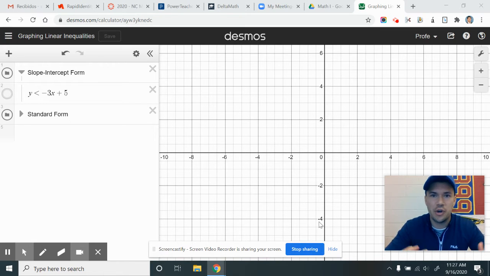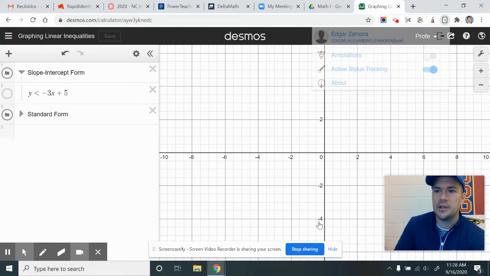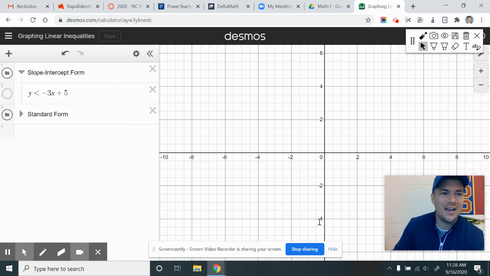And one of those skills is graphing linear functions. And so if you have that skill, if you've been working hard, then graphing at least half of these linear inequalities is going to be a piece of cake for you. So let's get started. So this first inequality says y is less than negative 3x plus 5.